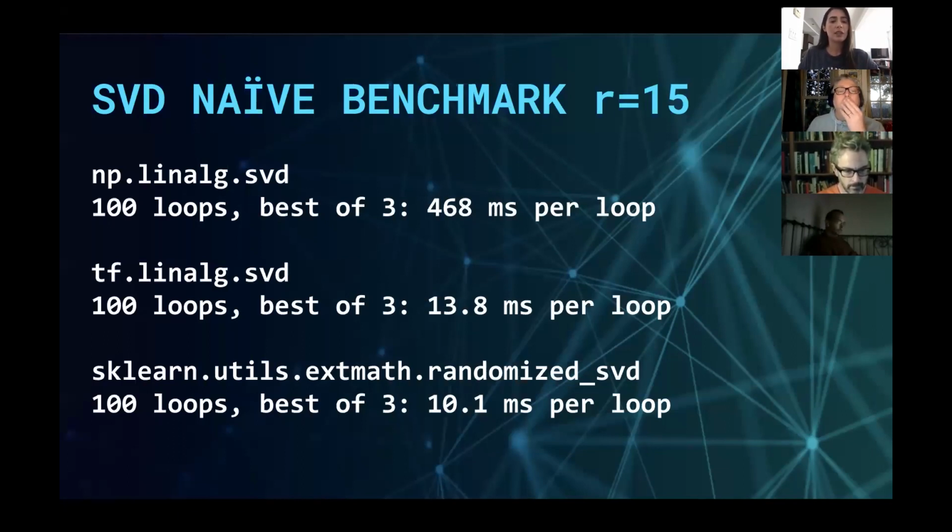TensorFlow SVD, it has implicitly randomized SVD. So it's not equivalent to NumPy SVD, and it shows 13.8 milliseconds per loop. And the scikit-learn has an implementation of randomized SVD that shows times that are really similar to TensorFlow SVD. So if you compare with the classical SVD that is implemented in NumPy, you see the order of magnitude of difference in the performance of randomized SVD.